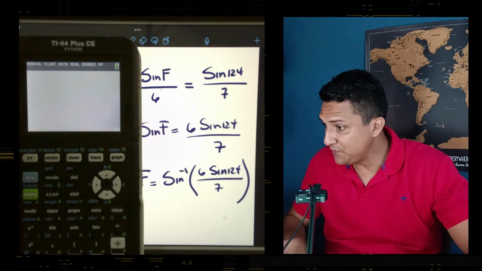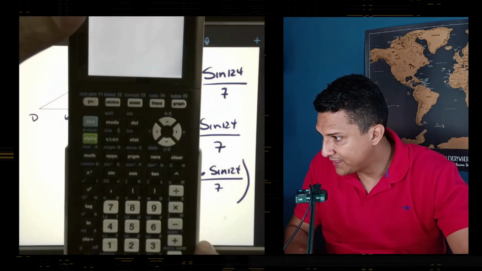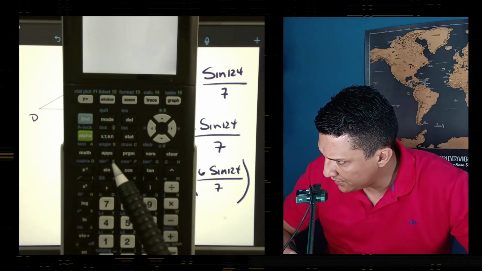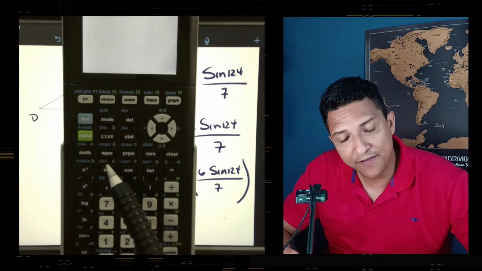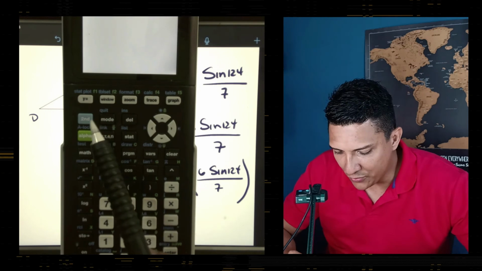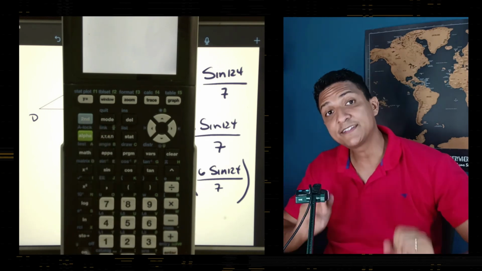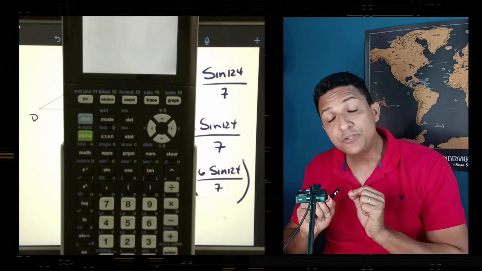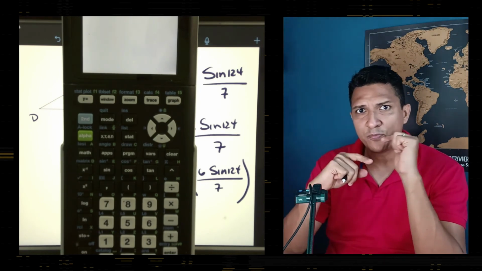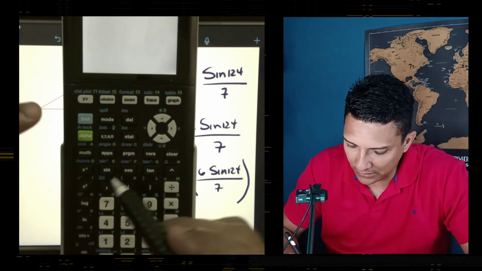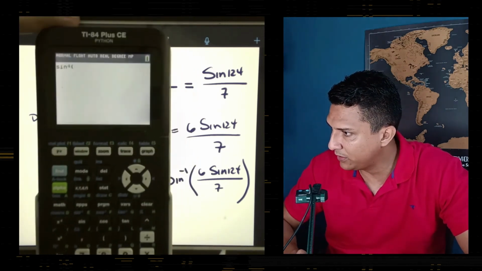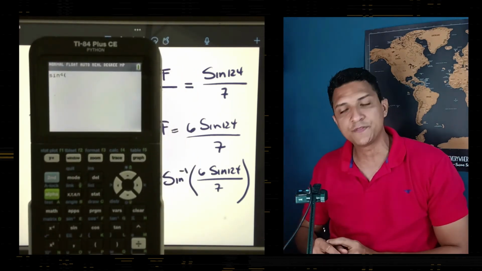If you don't know how to find the inverse of the sine, notice that on the calculator we have inverse of the sine, but it's in light blue. That means that I need to press second first. If you are using a scientific calculator, it should be labeled in yellow, which means that you need to press shift first. So second sine. Notice that my calculator is showing me inverse of the sine.